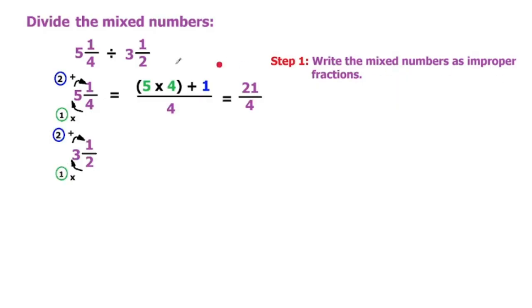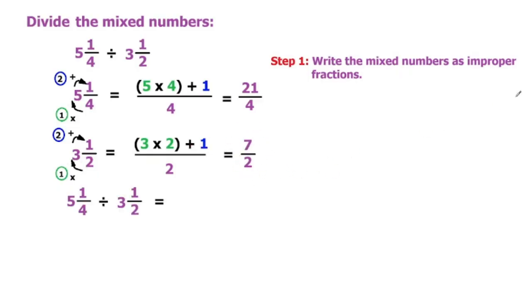Now you do the same thing for 3 1/2. So you multiply 3 times 2 and then you add 1. And let's look at that in an equation form. So it's 3 times 2 plus 1 over 2, the denominator. Okay, so now you have your improper fraction of 7 over 2.